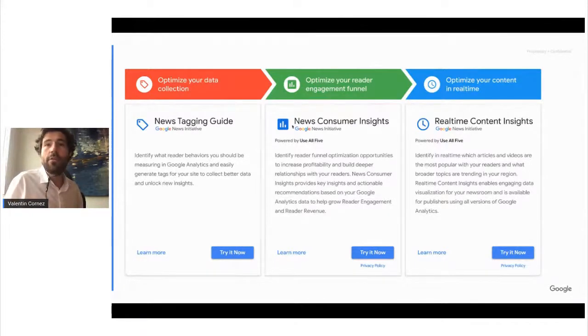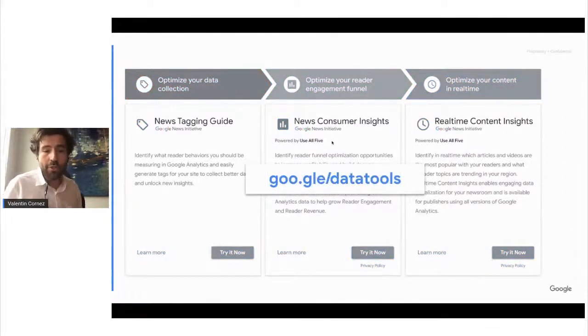And finally, News Consumer Insights, NCI, which aims at helping news and magazine publishers grow loyalty and their subscription. You can access those tools on goo.gle/datatools. Before we discuss News Consumer Insights, I'd like to briefly talk about News Tagging Guide.